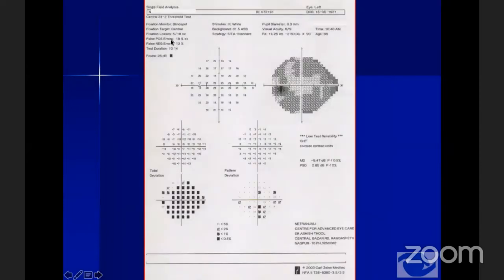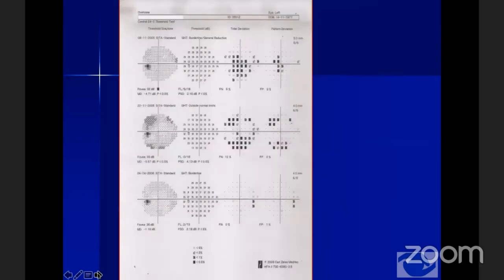If the reliability criteria itself are very significantly affected, the perimetry printout itself will highlight those for you, and you don't even try to diagnose the field defect. Get a repeat printout which is reliable.